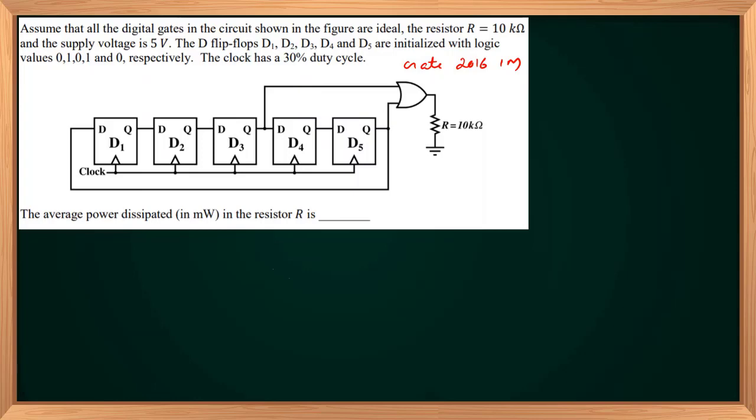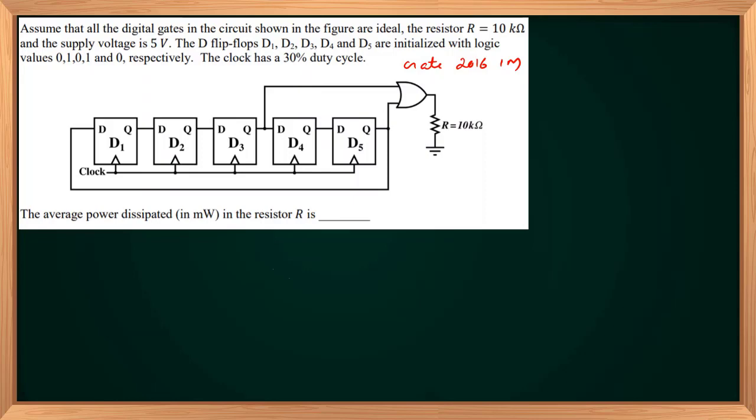Question appeared for GATE 2016, 1 mark. Assume all the digital gates in the circuit shown in the figure are ideal. The resistor R equals 10 kilo ohm and the supply voltage is 5 volts, which implies logic 1 is treated as 5 volts.